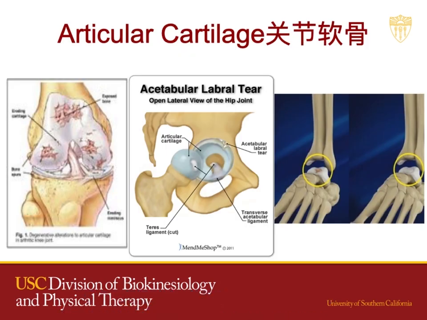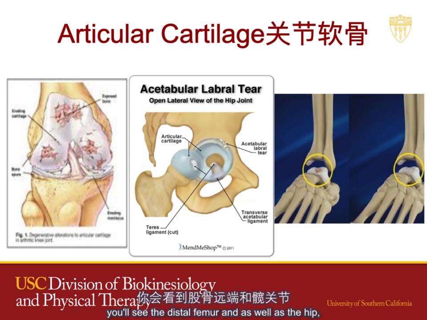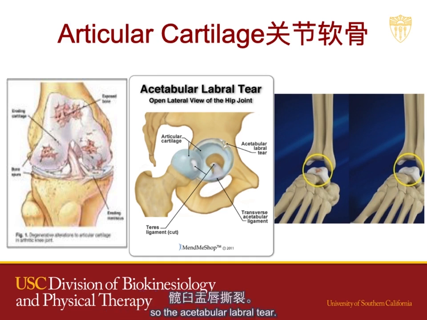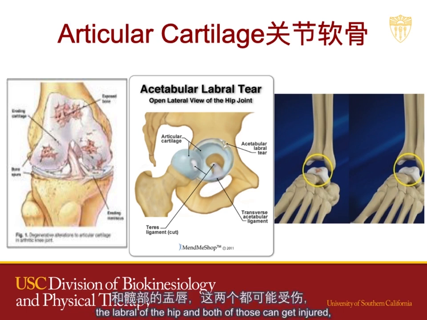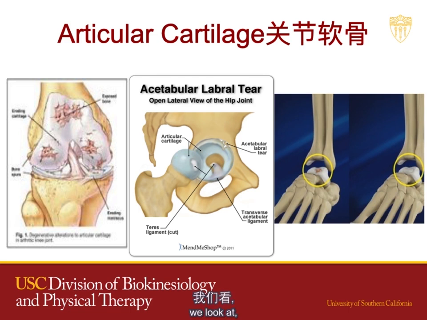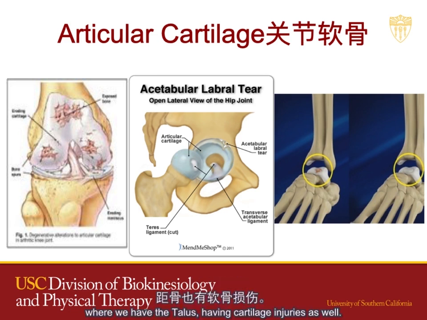Other places articular cartilage exists, we already kind of mentioned these. You'll see the distal femur, as well as the hip. So the acetabular labral tear, this is at the hip. So again, we have the labrum of the shoulder and the labrum of the hip, and both of those can get injured. And then lastly, we look at the talocrural joint, where we have the talus having cartilage injuries as well.